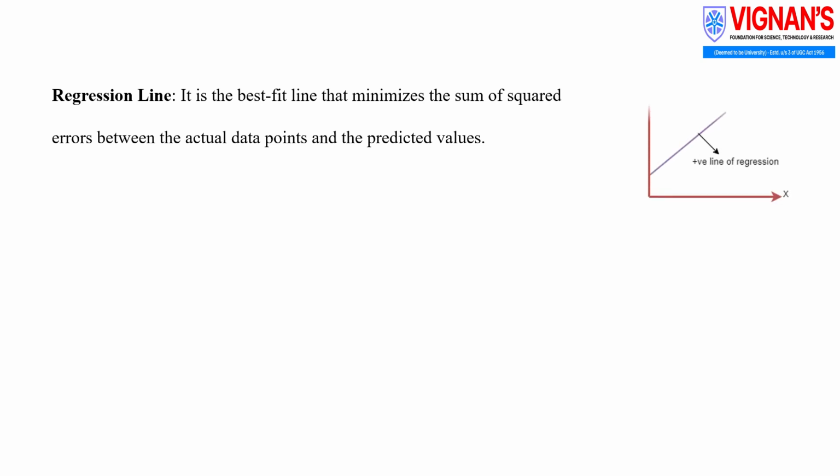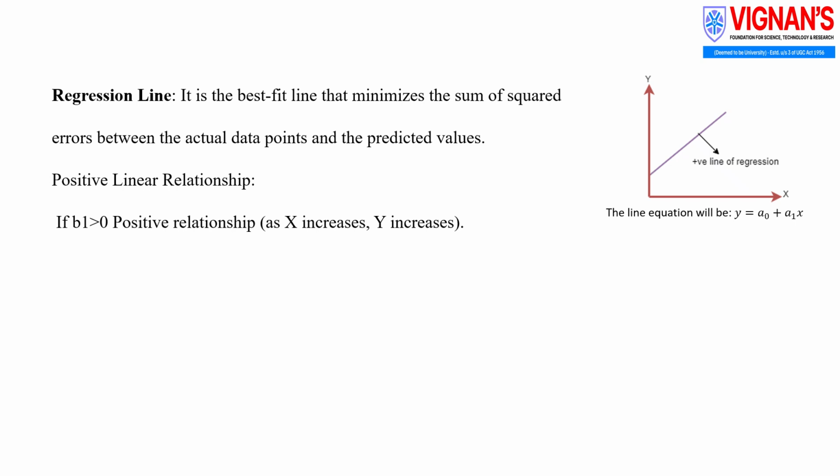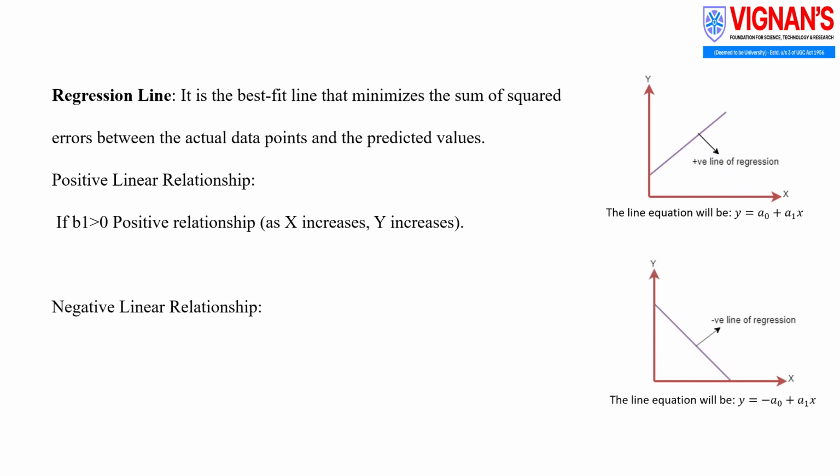In this image, the equation of the line is y equals a plus bx, where a is the intercept and b is the slope. When the slope b is positive, a positive linear relationship exists. This means as x increases, y also increases, resulting in an upward sloping line. In this image, when the slope b is negative, a negative linear relationship occurs. In this case, as x increases, y decreases, and the line slopes downward. Thus, the sign of the slope clearly explains the direction of the relationship between variables.